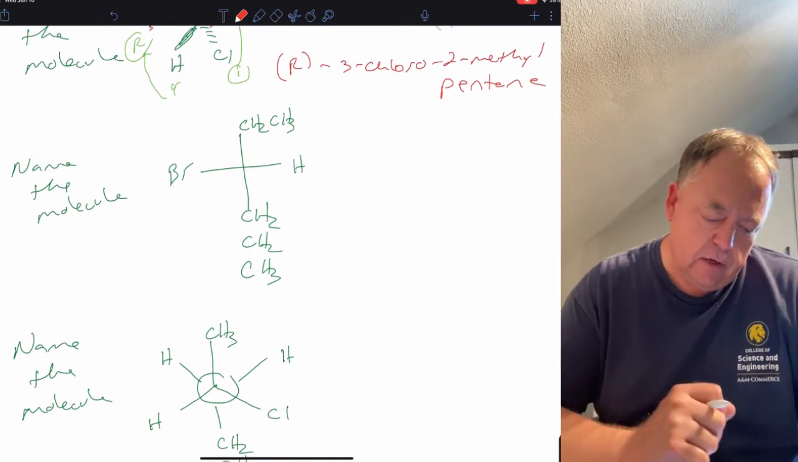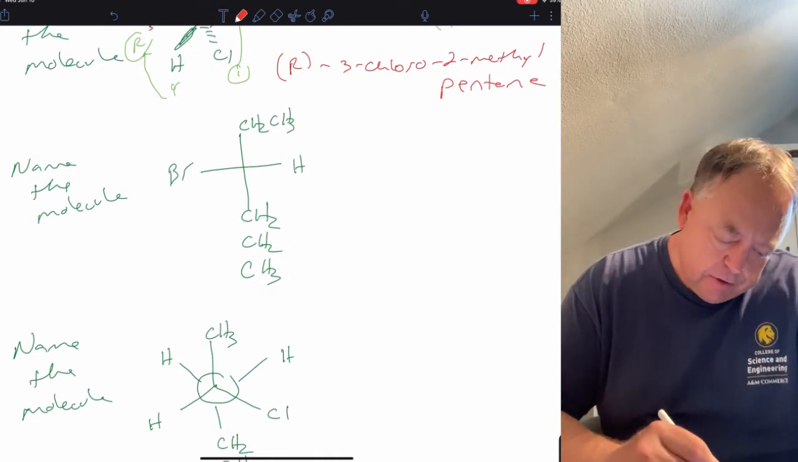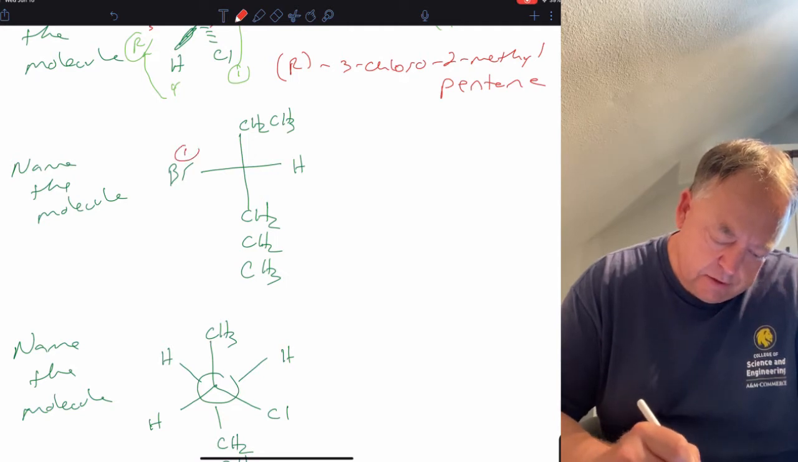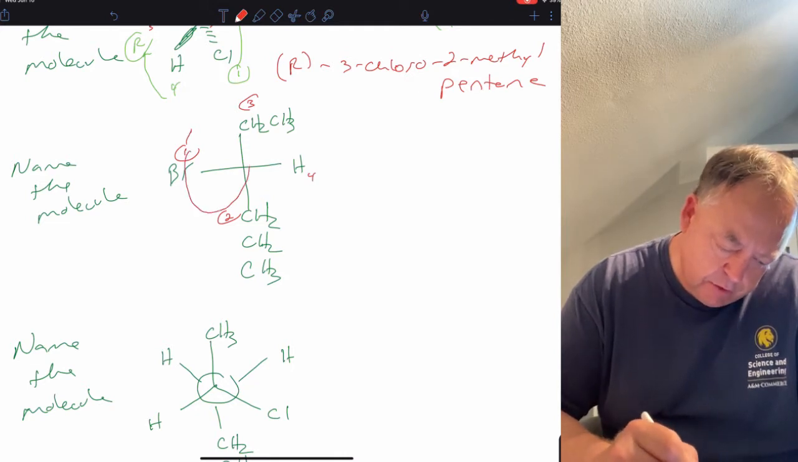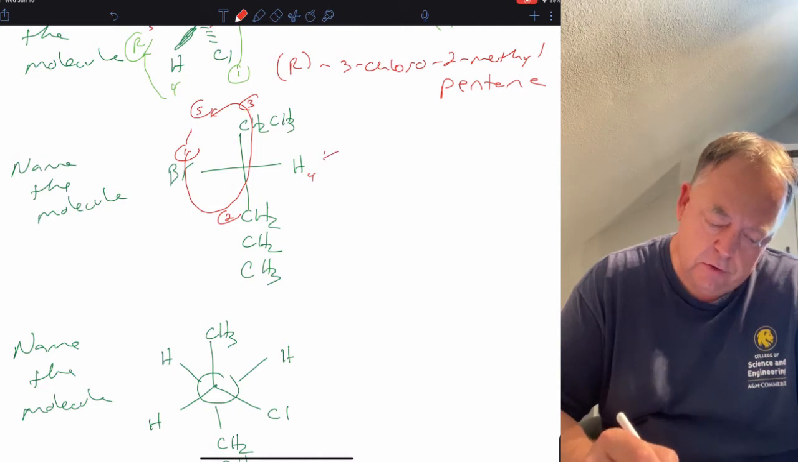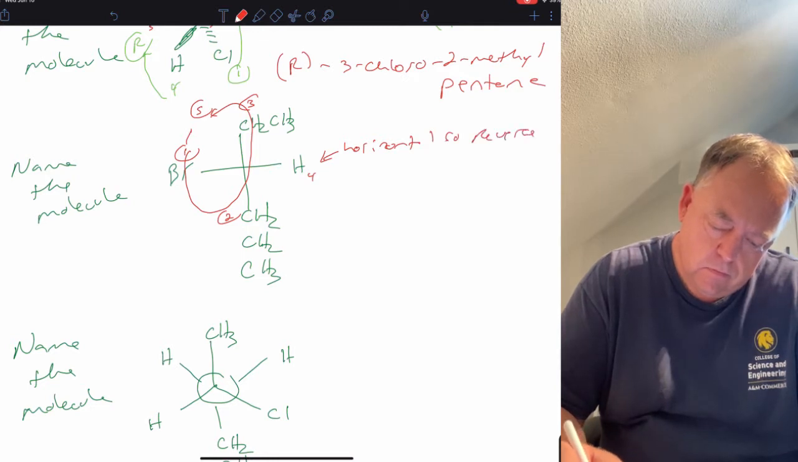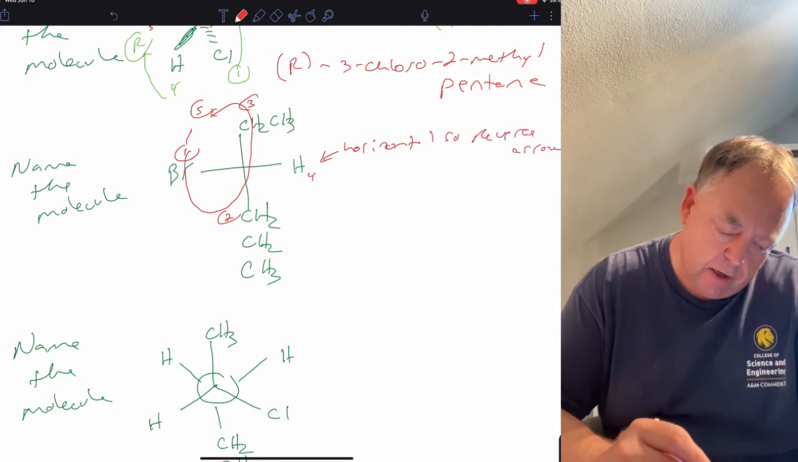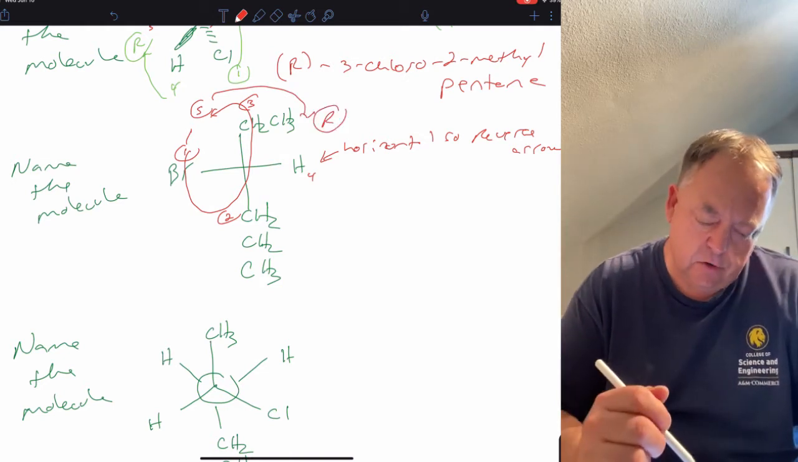Or maybe I give you the molecule drawn like this. That's the Fischer projection already. So let's assign priorities. Bromine's 1, this is going to be 2, that's going to be 3, that's going to be 4. 1 to 2 to 3 is counterclockwise, S. 4 is on the horizontal, so reverse the arrow. So this is the R isomer for the stereochemistry.